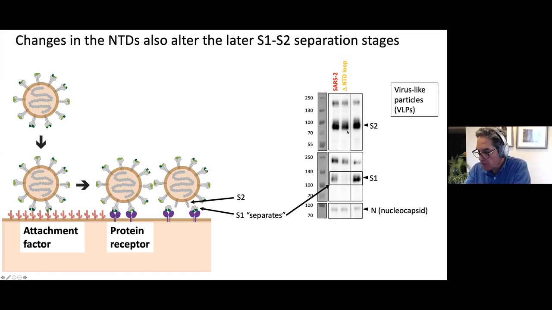Membrane-bound S2 fragments are uniformly similar across all tested VLPs, but the delta NTD virus-like particles were set apart by having very little S1 caps on their spike. So somehow, the NTD loops, even though they're very distal to the S1, S2 binding interface, are central to both binding some as yet unknown attachment factors and to controlling the stability of the S1, S2 heteromers.